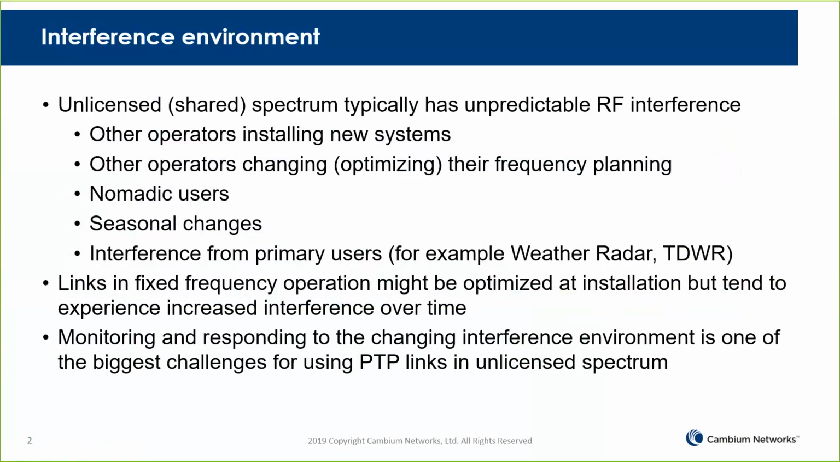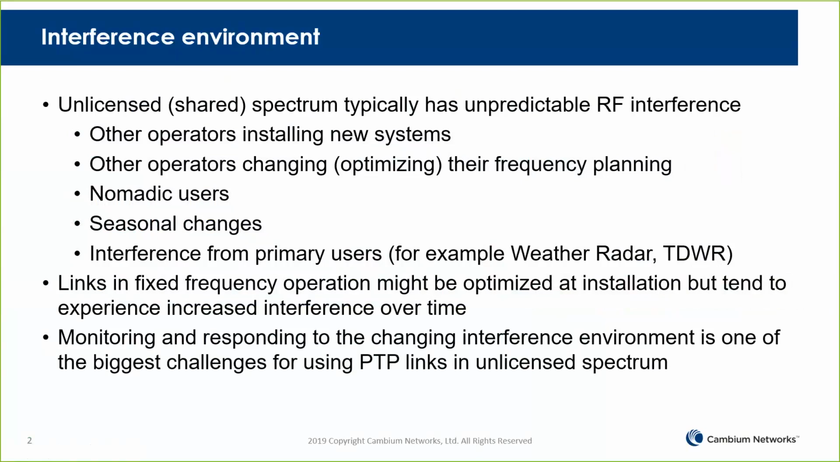We've got a lot of advantages in having unlicensed or shared spectrum, but it does bring a few challenges with it. And the main one is the unpredictable nature of the RF interference. And this arises when other operators build new systems, which they're allowed to do, and it's a pain to us, or they re-engineer or optimize or change their frequency plans. That cause our links a problem.